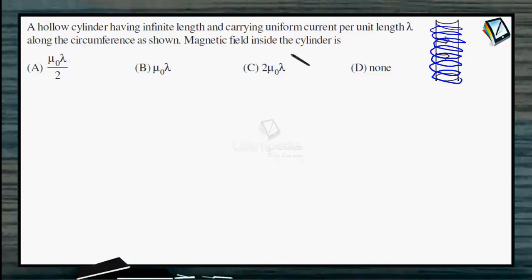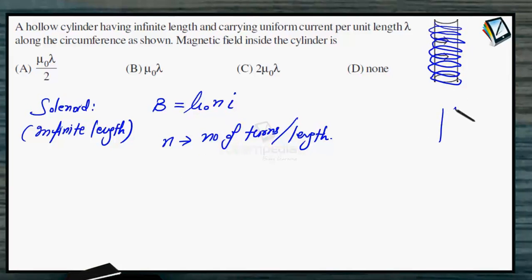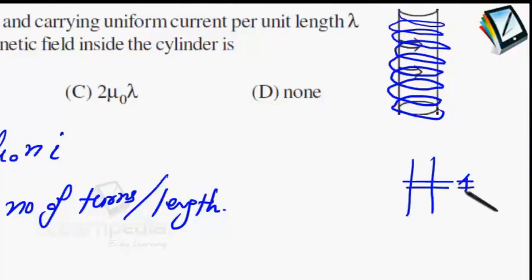Magnetic field inside the cylinder is? As we know, in case of a solenoid, if the solenoid is long enough, meaning infinitely long, then the magnetic field inside the solenoid is given by mu naught N i. Here N is the number of turns per unit length of this solenoid and i is of course the current. So now along this pipe, let us consider a segment of length, say dl.